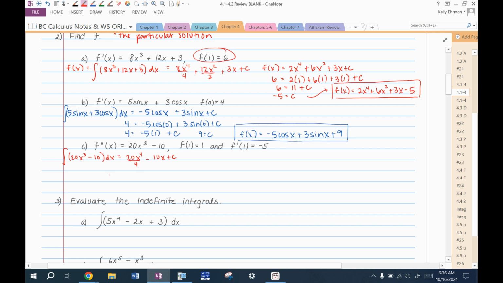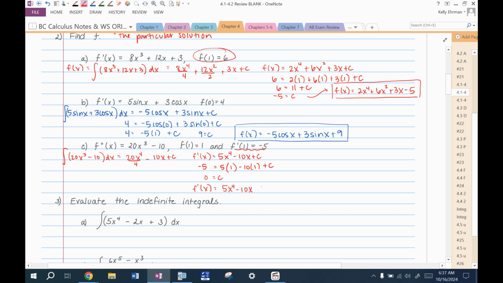And remember, this is the f prime equation. So this tells me that f prime of x is equal to 5x to the fourth minus 10x plus c. So I want to use this f prime information to say f prime has an output of negative 5 when I have an input of positive 1. 5 minus 10 is negative 5. Add 5 to this side, you're going to get c equals 0. All right, so f prime of x is equal to 5x to the fourth minus 10x plus 0.